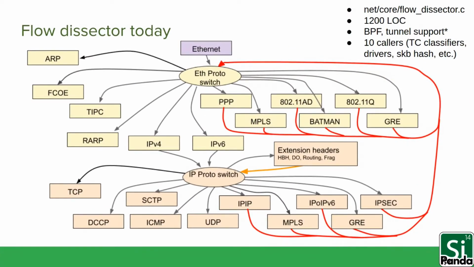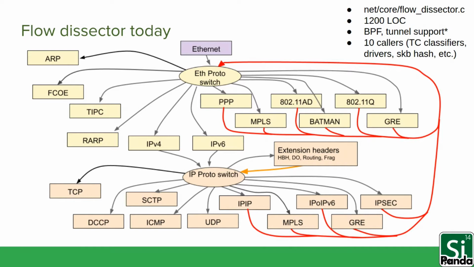So skipping forward to today, flow dissector is probably one of the bigger functions in all of Linux networking. It's about 1,200 lines of code. It's mostly in flow_dissector.c. As I mentioned, we have BPF support. There is sort of tunnel support. It's not really first class. We'll talk about that in a bit with regards to UDP. There's about 10 callers of the function, and it spreads to TC classifier. Some drivers use it. It's still used for the SKB hash going back to the RPS origins.